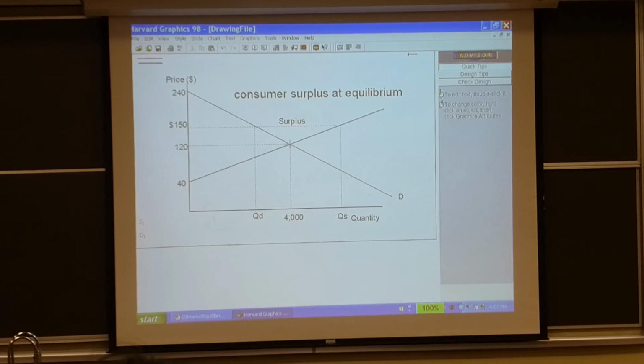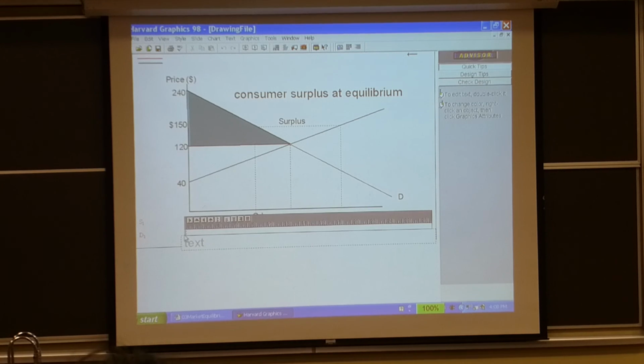Okay, everybody, you look at this and you see it is this triangle above the price line, which in this case is 120, below demand, because you're getting all the consumer surplus for each of the units that are sold, the people who buy them. Now I need that area. That being a triangle, it's half the area of a rectangle, so the consumer surplus is base times height divided by 2. The base in this case is 4,000 minus 0 times the height, which is 240 minus 120, divided by 2, which is 240,000. Okay, good. That's consumer surplus initially.